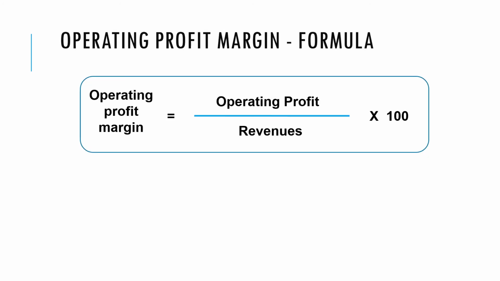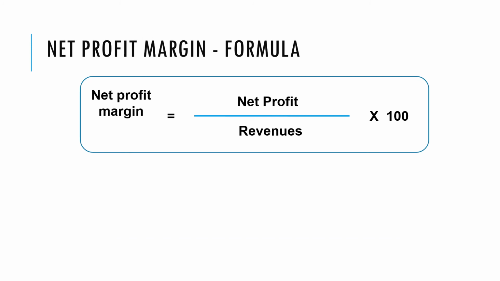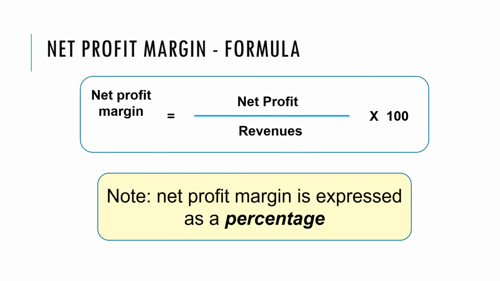The next one is operating profit margin. Operating profit margin is operating profit divided by revenue times 100. And again, it is expressed as a percentage. The final one, you can see where it's going, net profit margin, or profit for the year margin: net profit divided by revenues times 100. Again, net profit margin is expressed as a percentage.